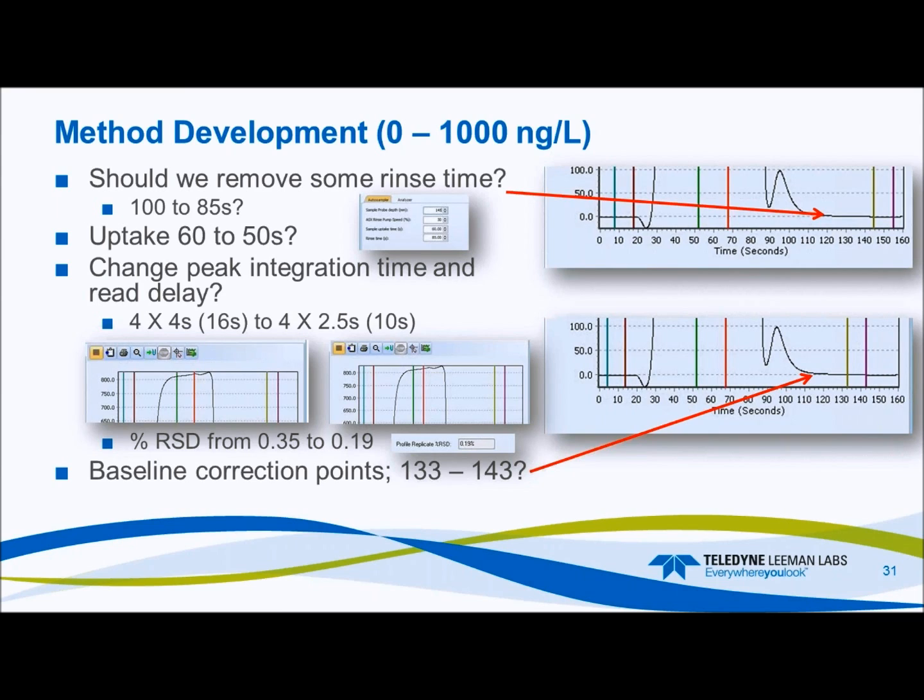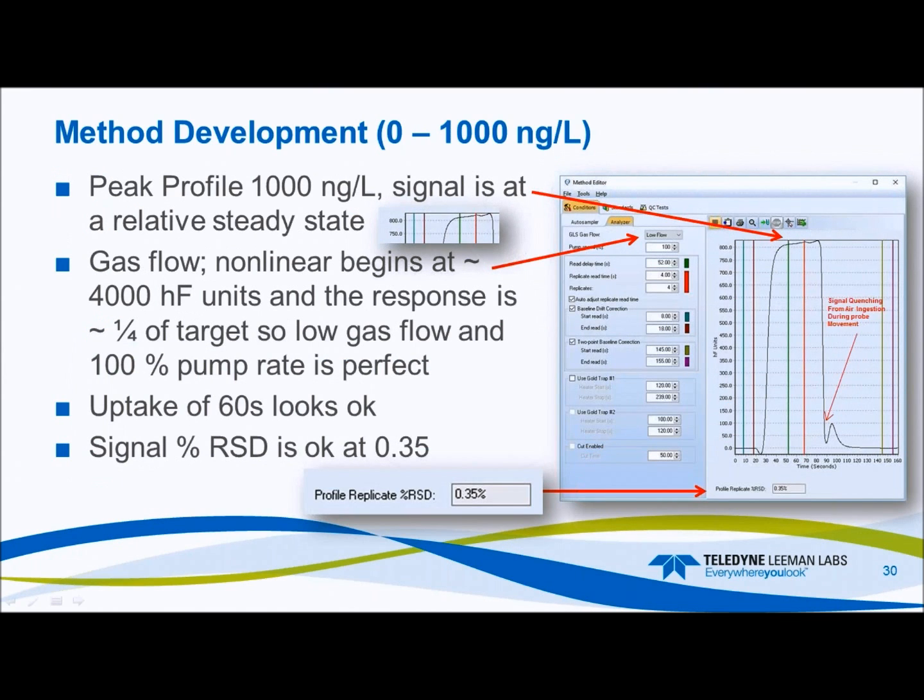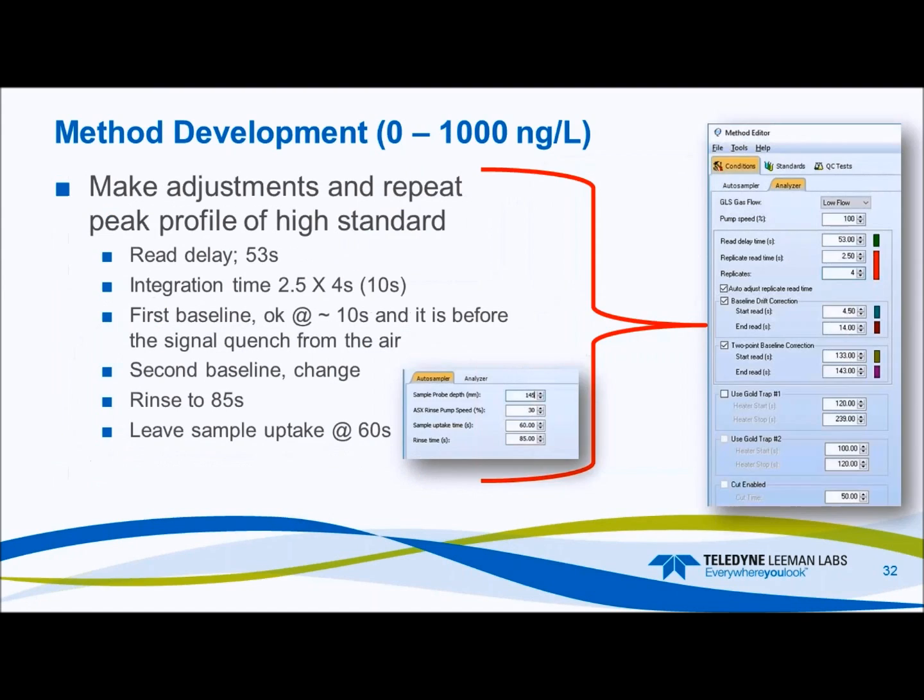So I changed it to 2.5 seconds. So now we have 4 times 2.5, so we have 10 seconds of integration, and I moved my read delay and so forth, and so my integration percent RSD went from 35 to 0.19%. So it got better, and you can change your baseline points. That's one of the beauties of this system. Let me go back real quick. So you see everything here is performed in the method editor page, and you can make all these adjustments in real time, and you can see the effect it has on your method development, so it saves time.